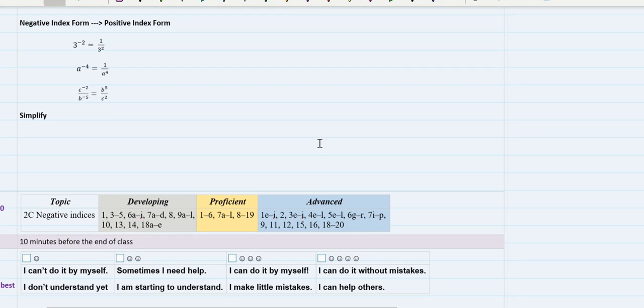Okay. So just remember, when we simplify, we are just taking them from the negative index form to the positive index form. I'd like you to have a go at those mastery questions now, please, Year 9.